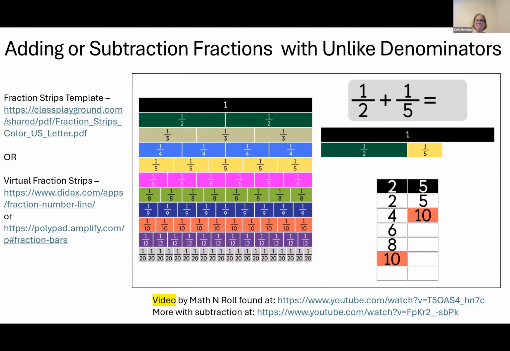As you can see, both lists have 10. So 10 is our common denominator. This means that we'll use the strips with 10 in the denominator. Now we line up the 1/10 strips under the 1/2. 1, 2, 3, 4, 5. So 1/2 is equal to 5/10.